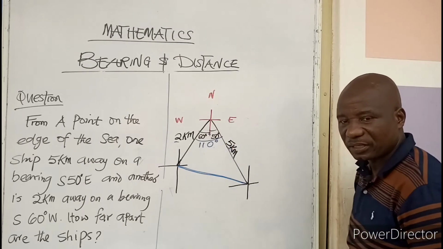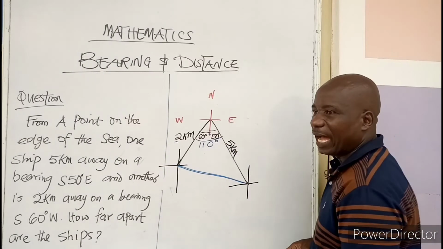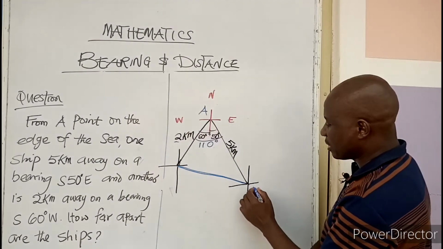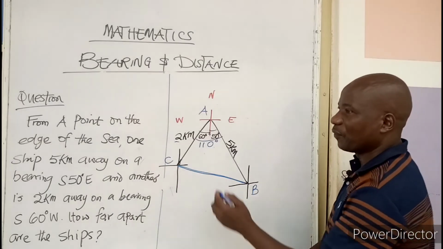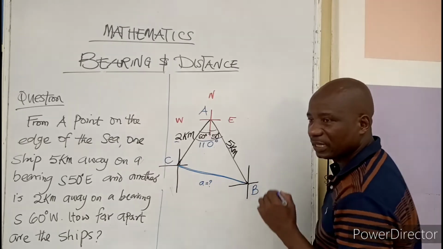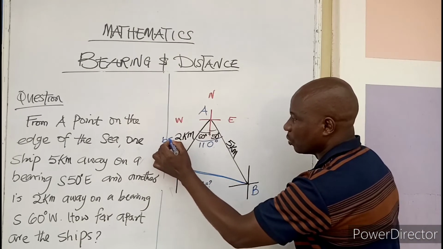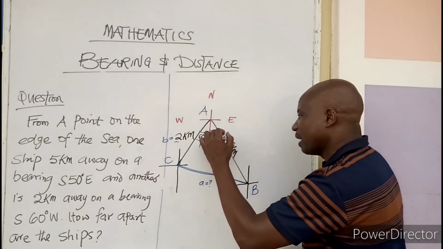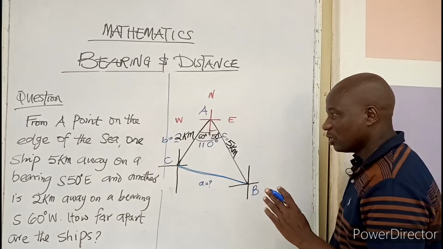110 degrees. Now, let us label. If I call this side A, I call this side B, I call this side C. Of course, this one is going to be small a, which they asked me to find. Small b, of course, is known. This is my small b. And where is my small c? This is my small c.